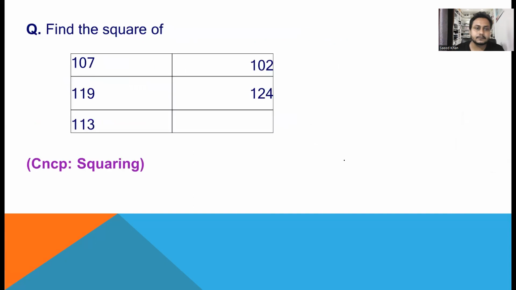So guys, these examples are homework for you. Find by yourself 107 square, 119 square, 113 square, 102 square and 124 square, right? Then cross-check with a calculator.